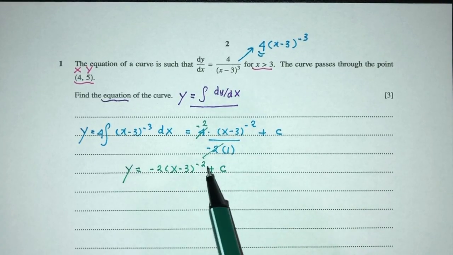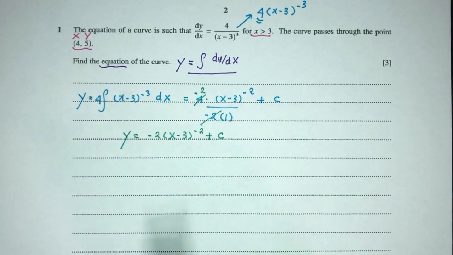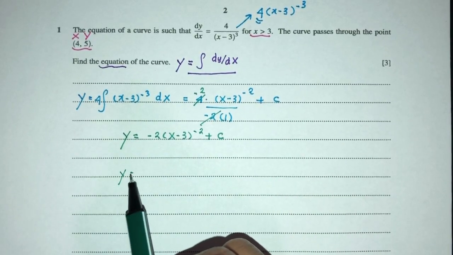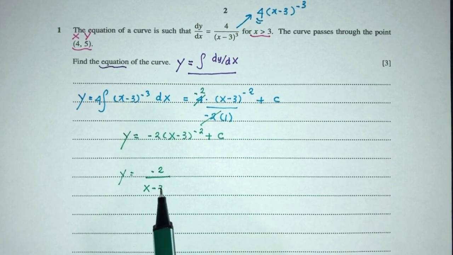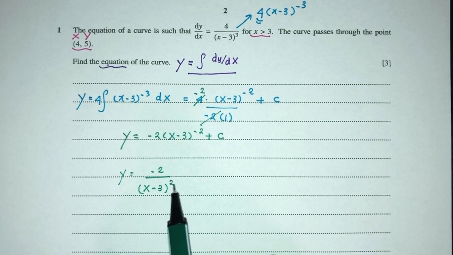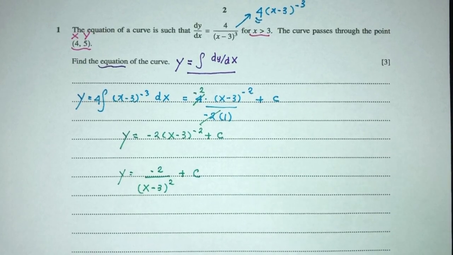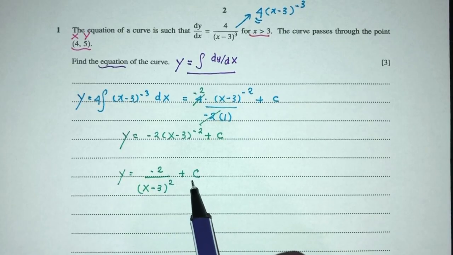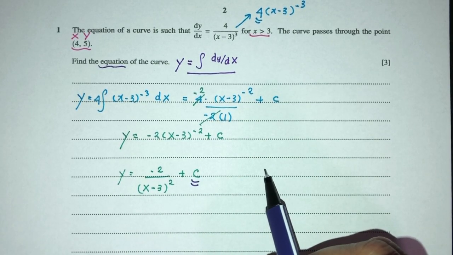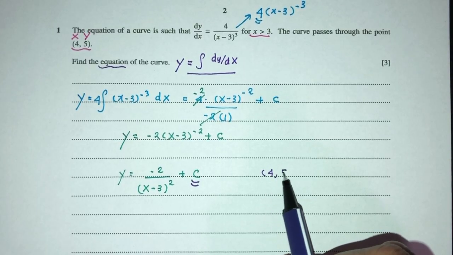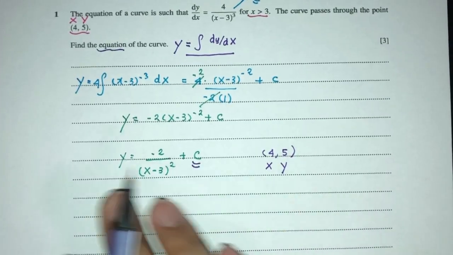Now, obviously, it's kind of hard to work with power minus 2. Let me send this below, right? That will become y is equal to minus 2 over x minus 3 squared plus c. Here you go. So now, it is not done yet. We have to find the value of c for this equation. Obviously, we have to use the passing point. That's why they give you this point. So we have to use this to find that c. Replace back in your equation.